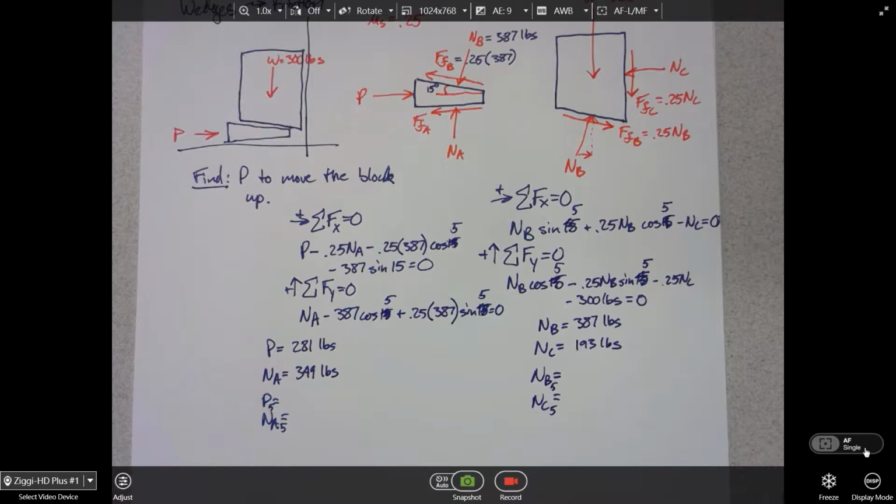So, when do you use a wedge? We'll see in a minute when to use a wedge.